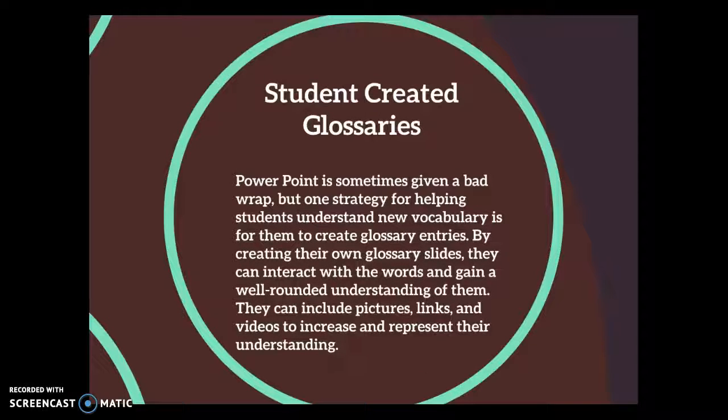Another way that students can use technology to experience words and build their vocabulary is through creating their own glossary entries through PowerPoint. PowerPoint is sometimes given a bad rap, but one strategy for helping students understand new vocabulary is for them to create glossary entries. By creating their own glossary slides, they can interact with the words and gain a well-rounded understanding of them. They can include pictures, links, and videos to increase and represent their understanding.